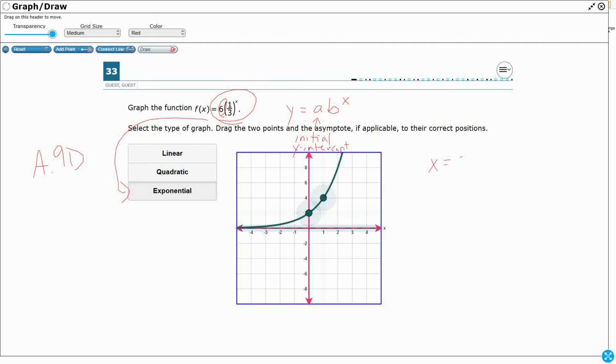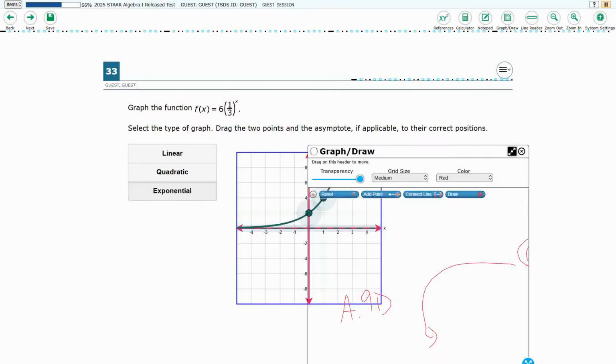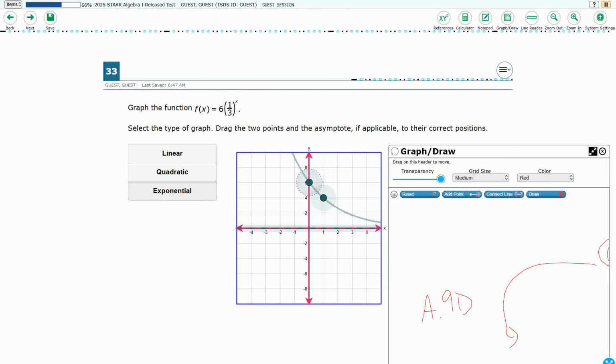Because if x equals 0, then what we get is f of 0 equals 6 times 1/3 to the 0. Well, anything to the 0 is 1. We need to know that about exponents. You take anything to the 0 power, and it becomes 1. So then f of 0 becomes 6 times 1, which is just 6. So that's how we get our y-intercept. So I'm going to move this up to 6.